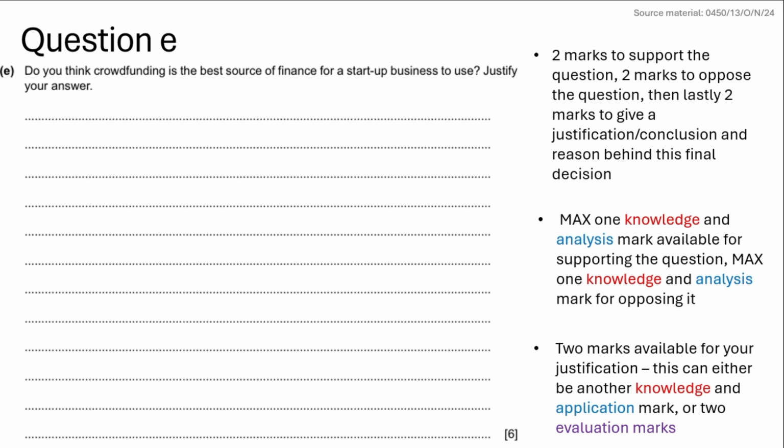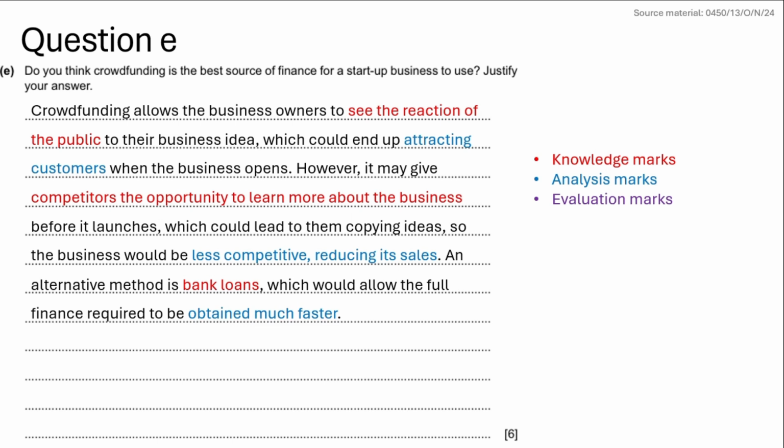Let's look at a sample answer. You start by supporting the question. You always start by supporting it. In this case, crowdfunding allows the business owners to see the reaction of the public, that's the knowledge mark, to their business idea, which could end up attracting customers when the business opens. There's your analysis. You have supported the question and have gained your 2 marks.